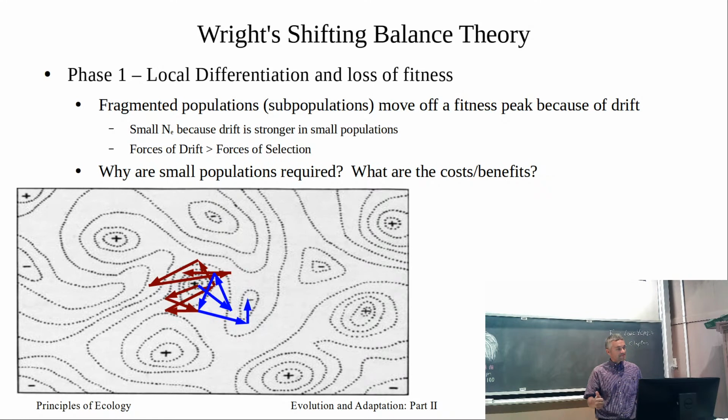Yeah, because drift is stronger at small populations. So we're going to evoke genetic drift to help us get there. All right? So that's definitely a benefit. It allows us to move down a peak.